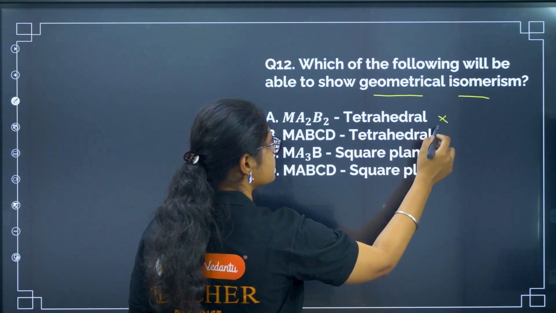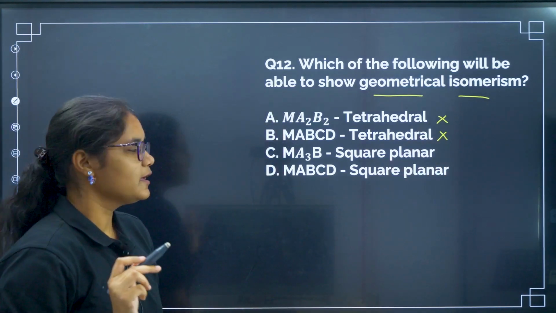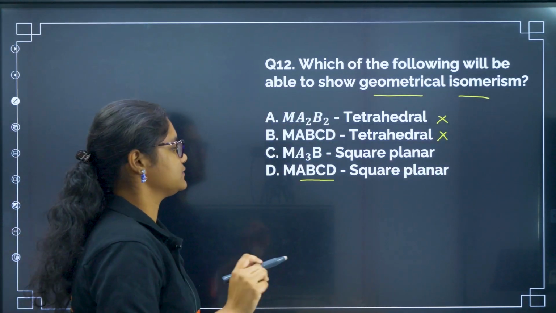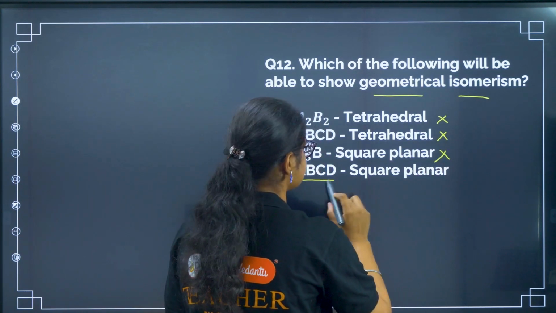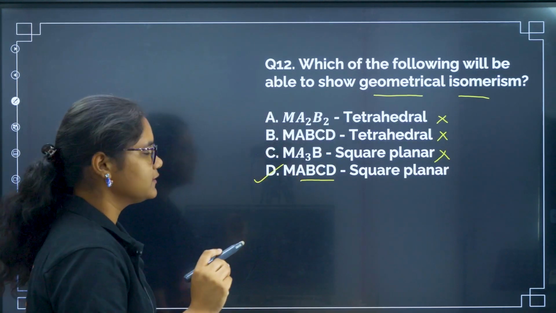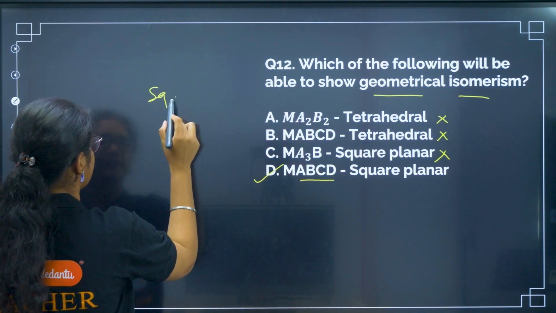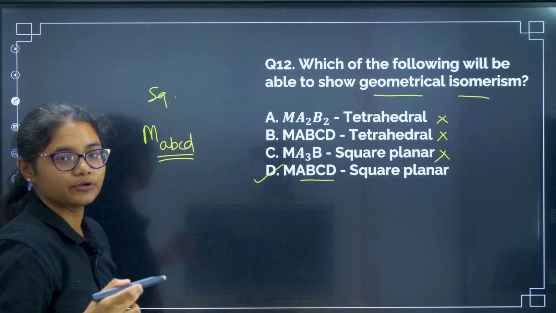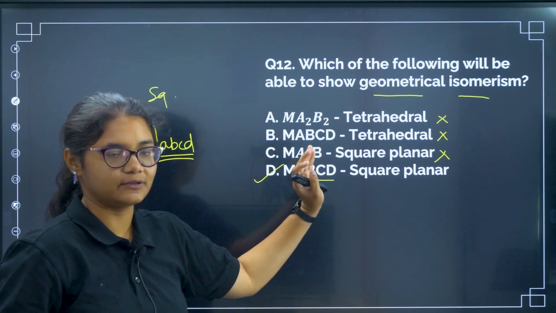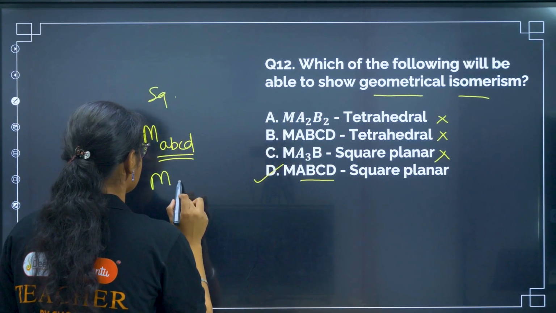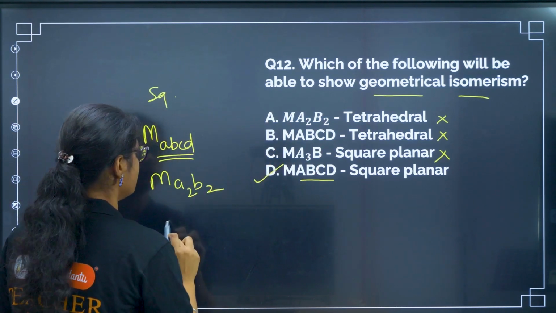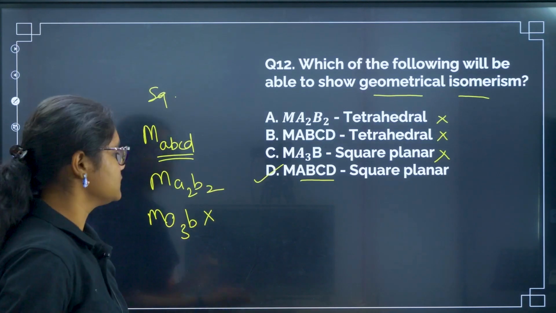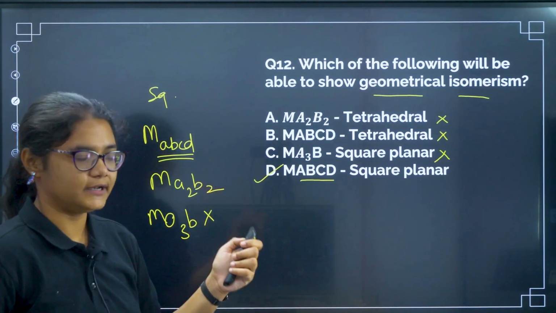So tetrahedral compounds do not show geometrical isomerism, and square planar of MABCD type shows geometrical isomerism. So this is also not correct. So the correct answer is option C. So you have to remember, in square planar MABCD, this type will show your geometrical isomerism, and MA2B2 will show, but MA3B will not show. Okay, so this answer is option D.